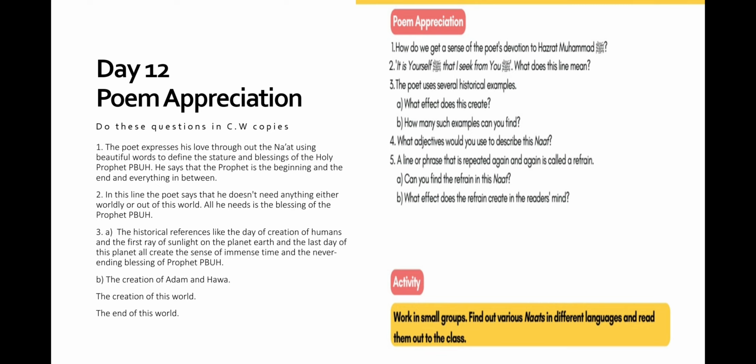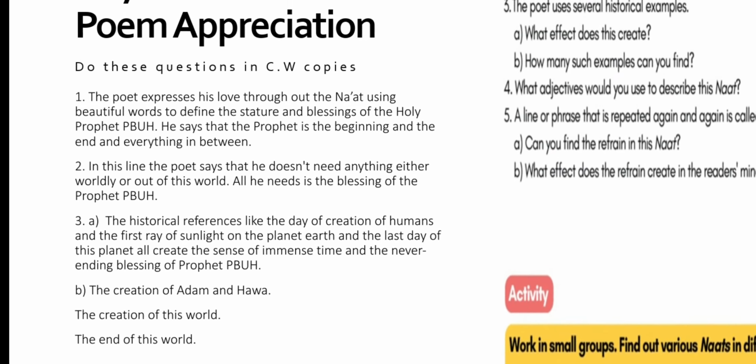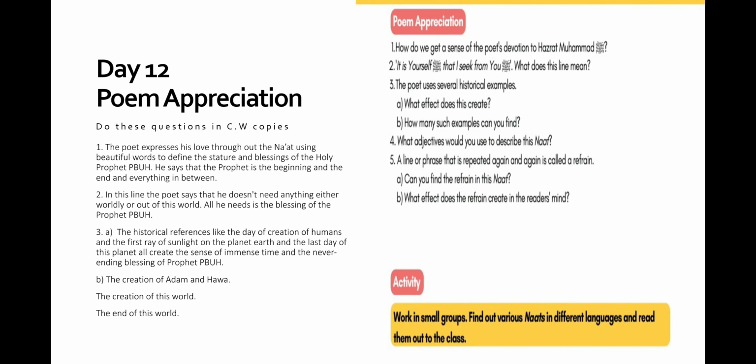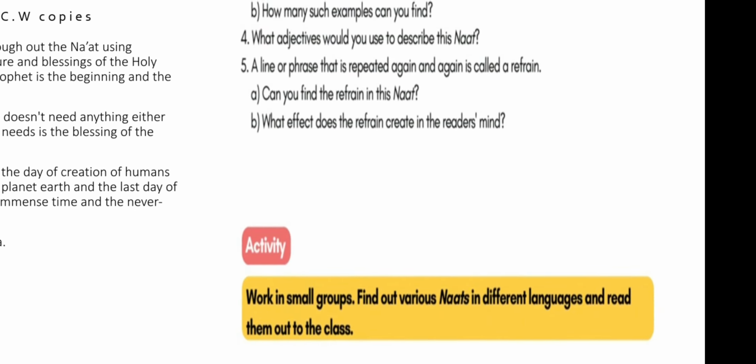unit. So, in every unit, there are poems, and the students are going to read the poems, try to understand them, and then critically appraise the poems. So the questions are given on this side. I have provided you with the answer key. This should be done in the class or copy. Activity work: this unit has the activity work in small groups. Find out various naats in different languages and read them out to the class.